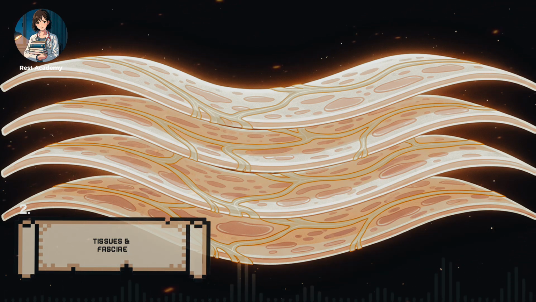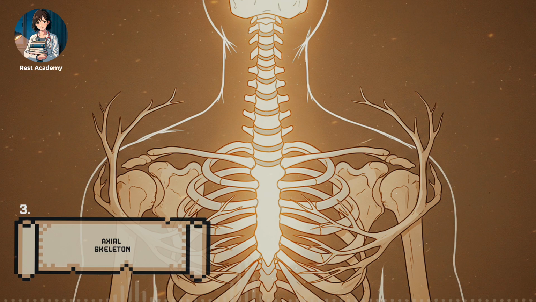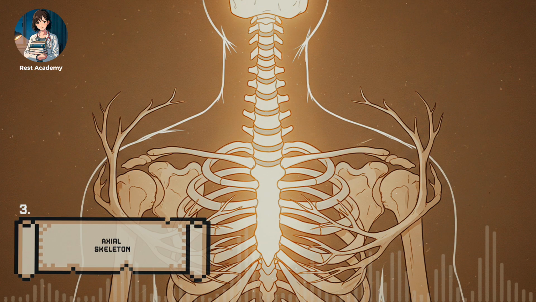Bone will give these sleeves anchors and levers, and the core column will show how the whole garment holds its shape under load. You feel a quiet framework beneath every breath and step, a central column, a cage that expands, and a protective vault above. This is the axial skeleton: skull, vertebral column, sternum, ribs, and the small suspended hyoid, an architecture that supports, protects, and transmits forces while keeping vital organs safe.